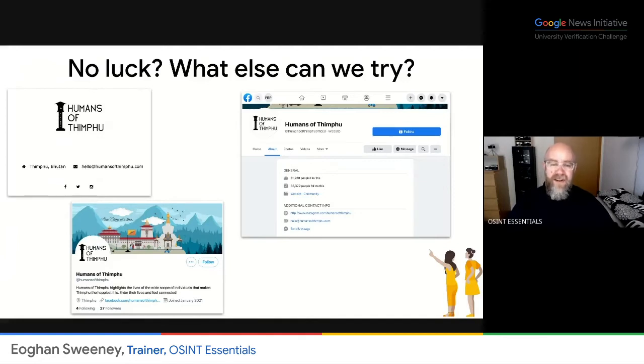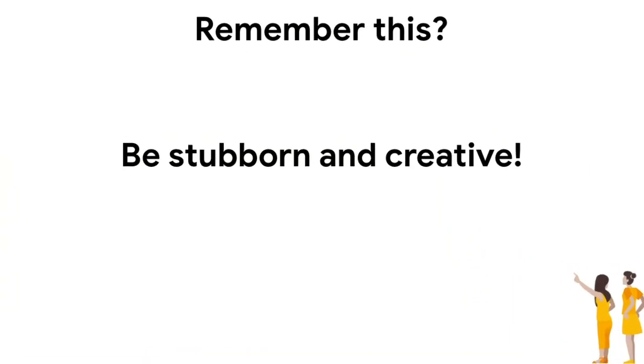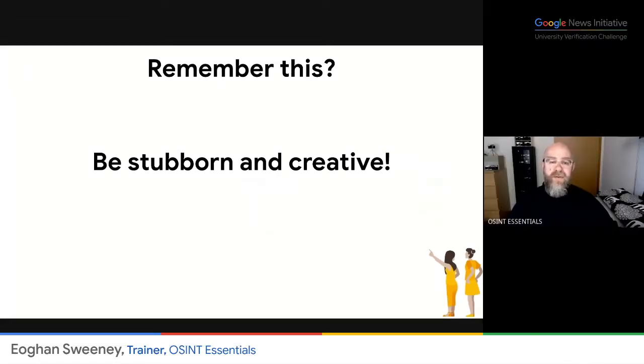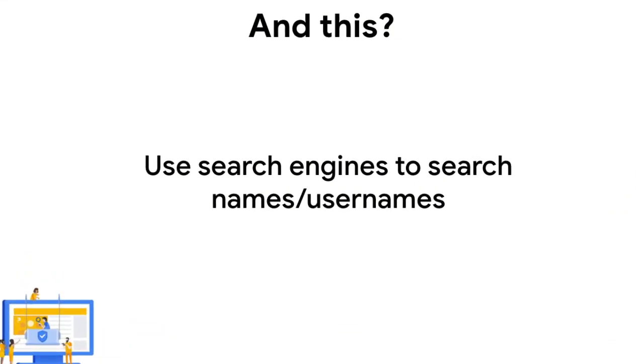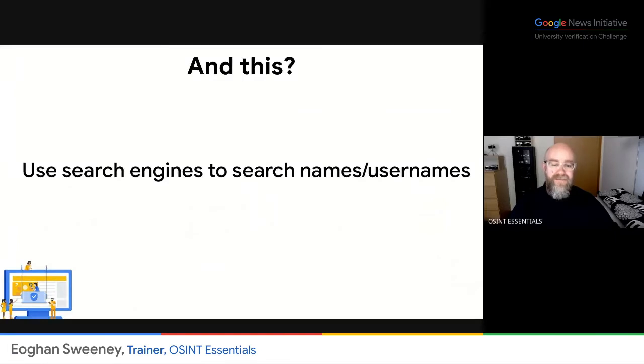You will remember that during the tutorial on this, I did say, try to be stubborn and creative. Try to think of lots of different ways you can go after the same information. In this case, what turned out to be key was actually possibly the simplest approach you could have taken. I asked you to find the phone number for this person. Remember this? We said use search engines to search for people's names and their usernames that they use online.